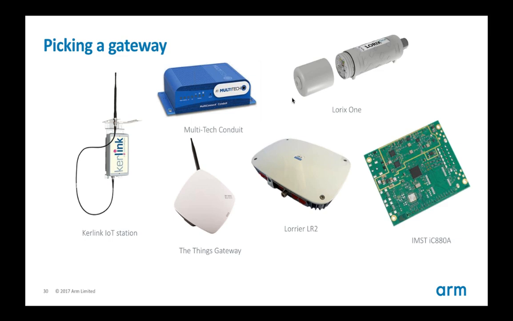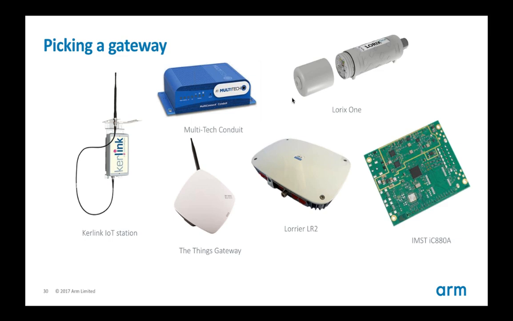What gateway you want mostly depends on where you want to place it. The Kerlink IoT station is one that's used by a lot of telcos, and that's nice because it's IP67, waterproof, and has GPS on board and cellular backhaul. The Multitech Conduit is one that we use a lot within ARM because it's a nice small one, the size of a Wi-Fi router, that you can place indoors.